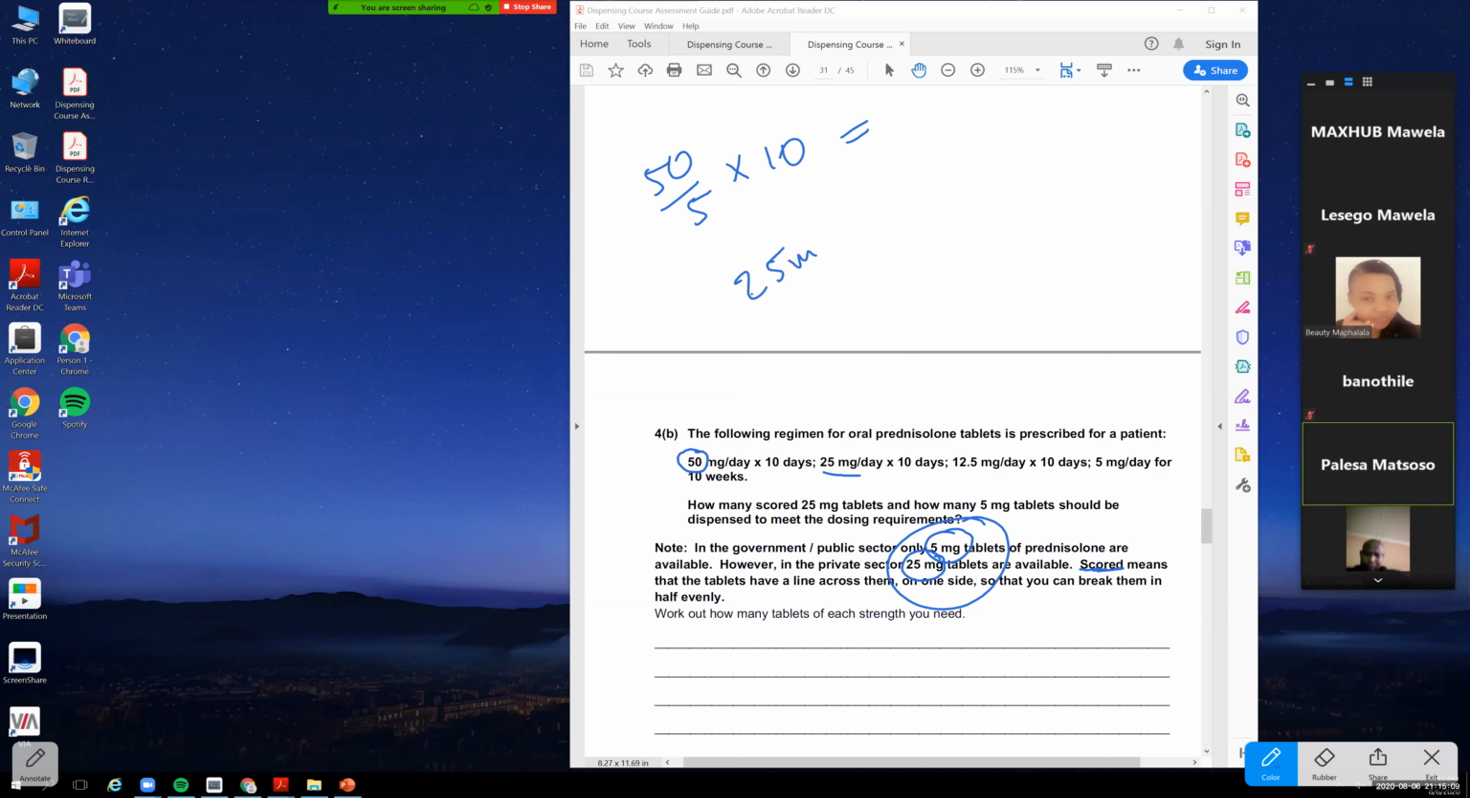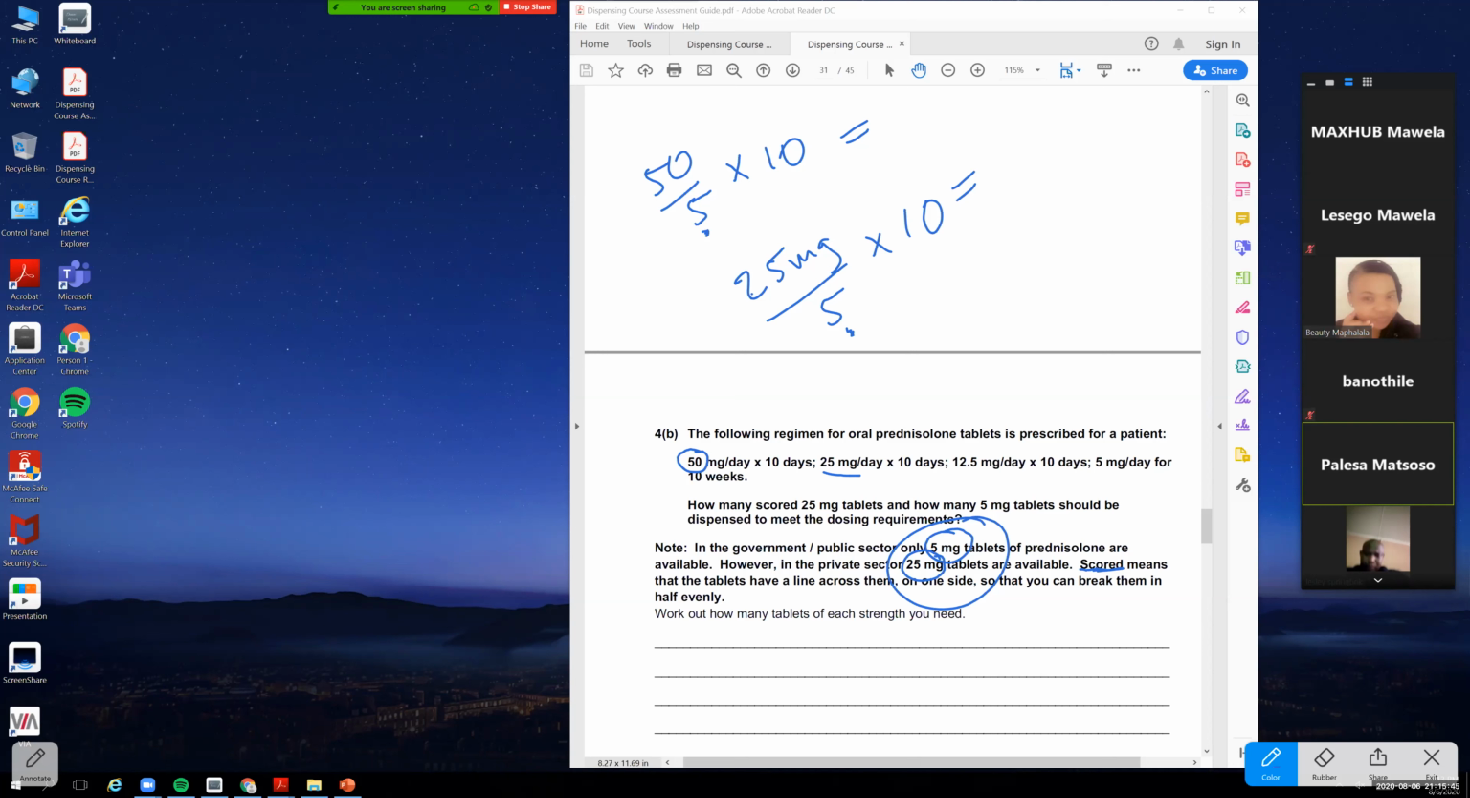So it will be 25 milligrams divided by 5. That's in the public sector, right? Times 10. You get your answer. So far you are using the 5 milligrams. Don't forget, because you need to count the number of tablets, right? So if you look at 50 divided by 5, you get your number. Times 10 is going to give you 100 and so on.